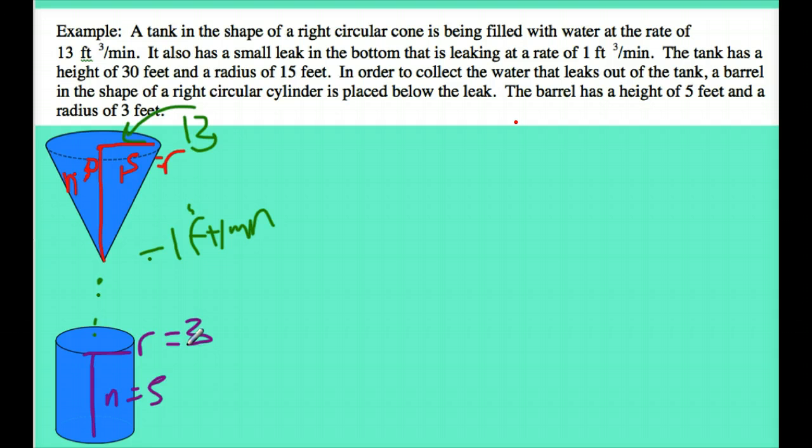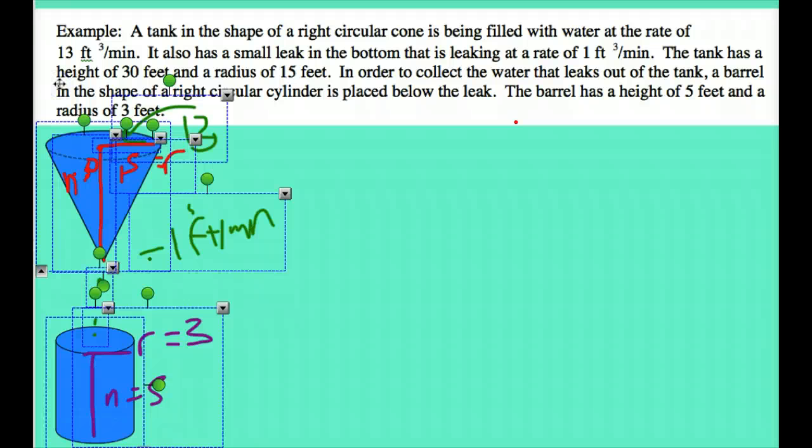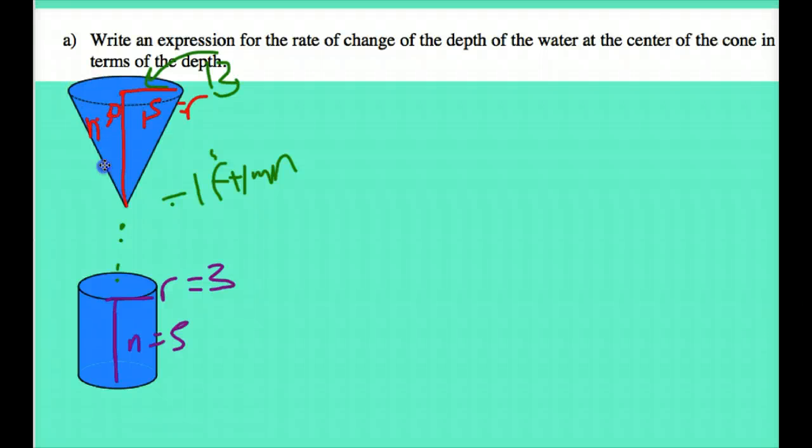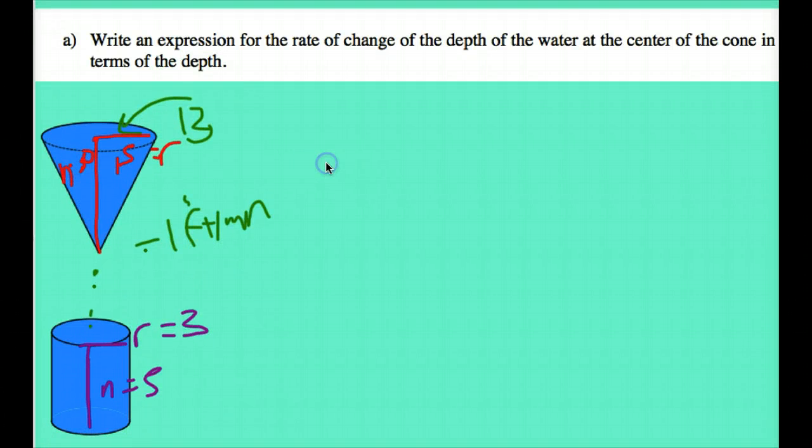So let's go ahead and take a look at the first problem. And let's go ahead and copy this picture. Alright. So if I move this down, it says write an expression for the rate of change of the depth of the water at the center of the cone in terms of the depth. So for this section, all I really need is this part of the graph.